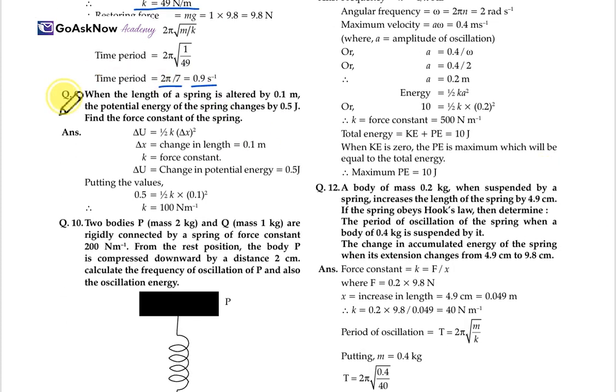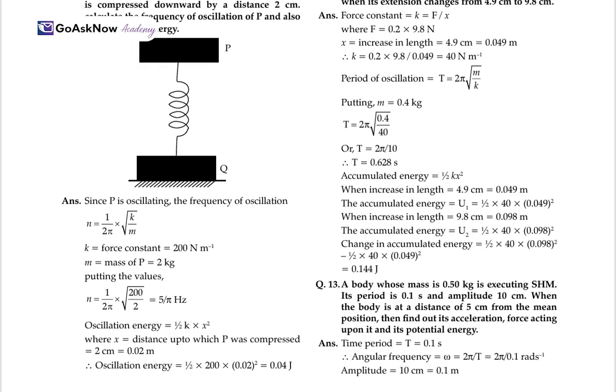When the length of the spring is altered by 0.1 meter, the potential energy of the spring changes by 0.5 joule. Find the force constant. From the energy equation, we know that delta U is equal to half k delta x square, where delta x is the change in length, 0.1 meter, k is the force constant, and delta U is the change in potential energy. We put in the values and get the force constant k equal to 100 Newton per meter.